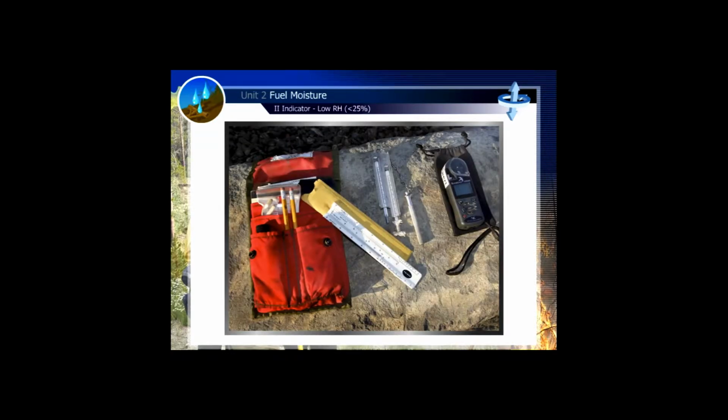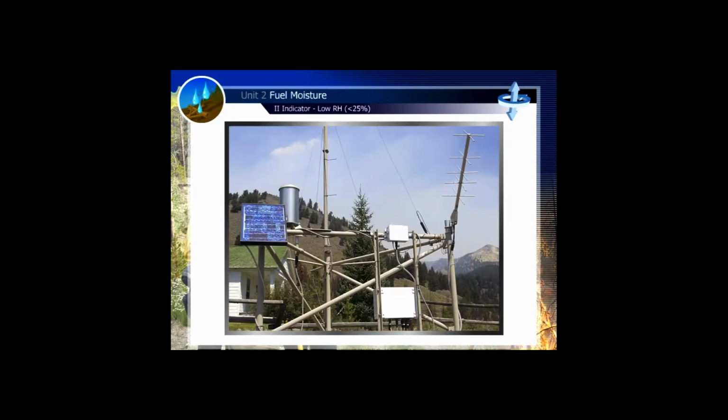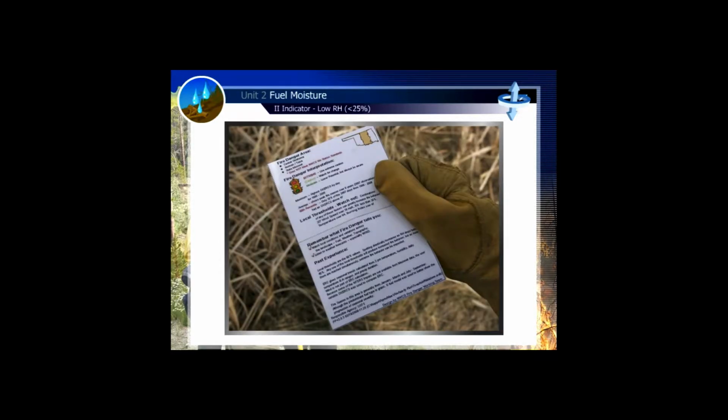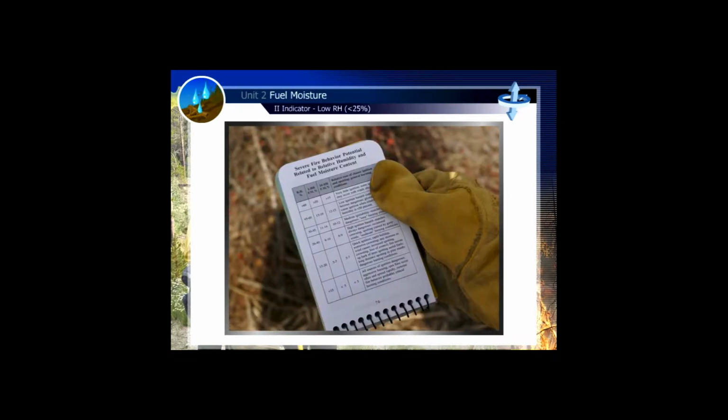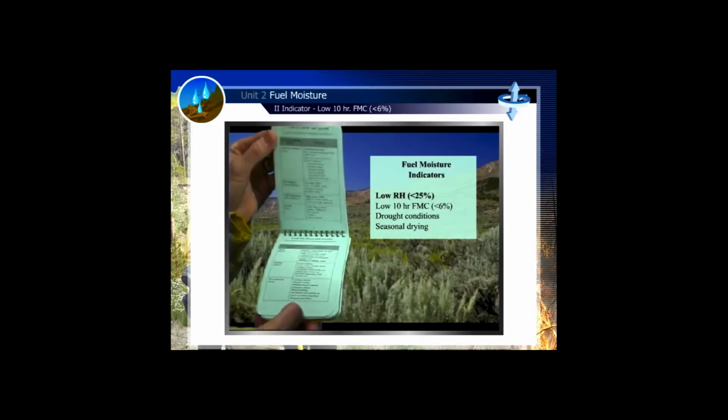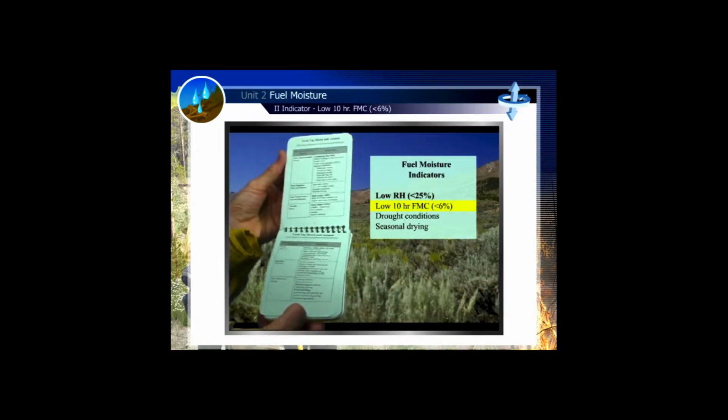Use a belt weather kit or other similar weather equipment. Obtain weather information from remote automated weather stations and National Oceanic and Atmospheric Administration, National Weather Service websites. Refer to the pocket card for local thresholds for relative humidity. And use the table Severe fire behavior potential related to relative humidity and fuel moisture content in the Incident Response Pocket Guide to anticipate fire behavior.